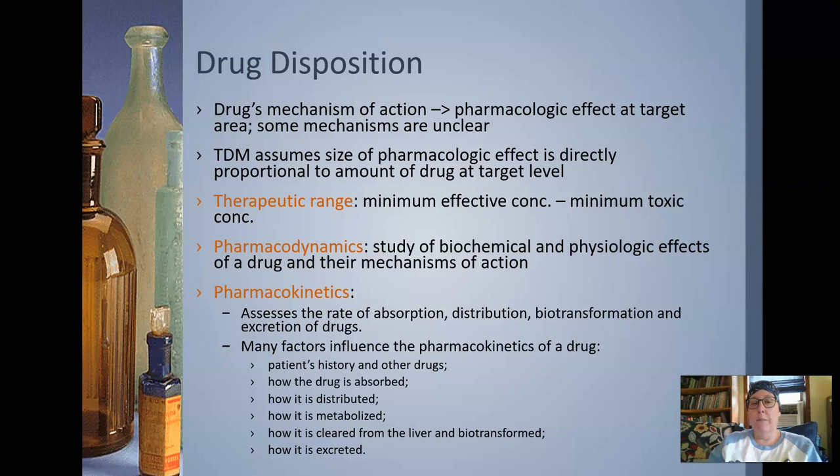A therapeutic range, and therefore a drug that we monitor with therapeutic drug monitoring, is going to have a low number, which is the minimum effective concentration, and a high number, which is the minimum toxic concentration. We want to keep the patient above that minimum effective concentration so that the drug has the right therapeutic effect for the patient, but below the minimum toxic concentration because we don't want to make our patient sick.